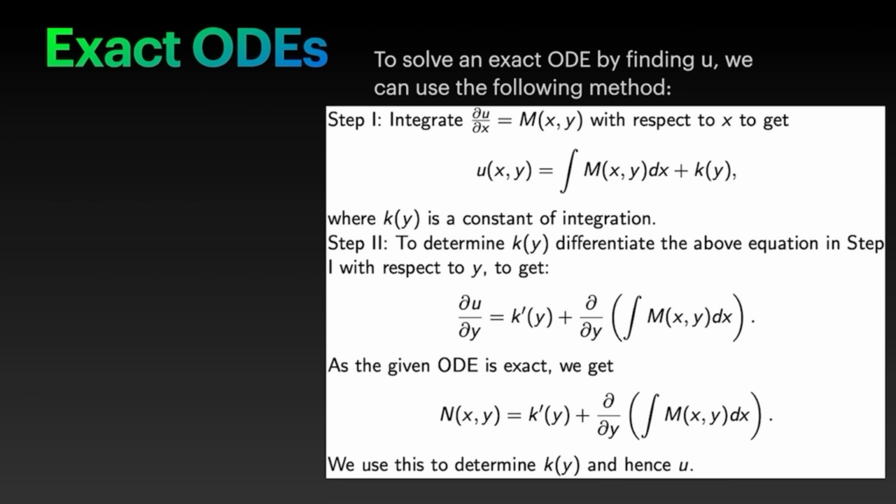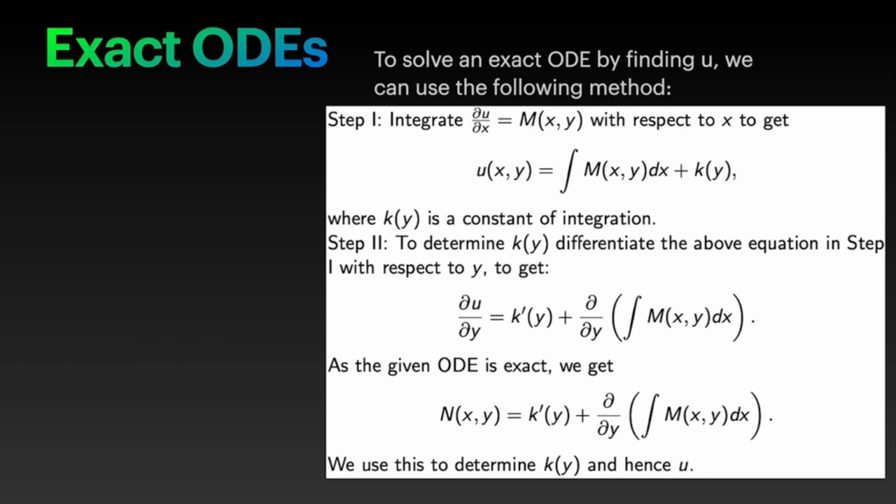So then we find out that the constant is k of y, which is some function of y. Then you get the u of x, y and you differentiate it partially with respect to y and equate it with n of xy according to the definition. And hence you would get a very easy to solve k of y after integrating, and then you get u. After you find u, you can easily equate it to c, and your work is done.